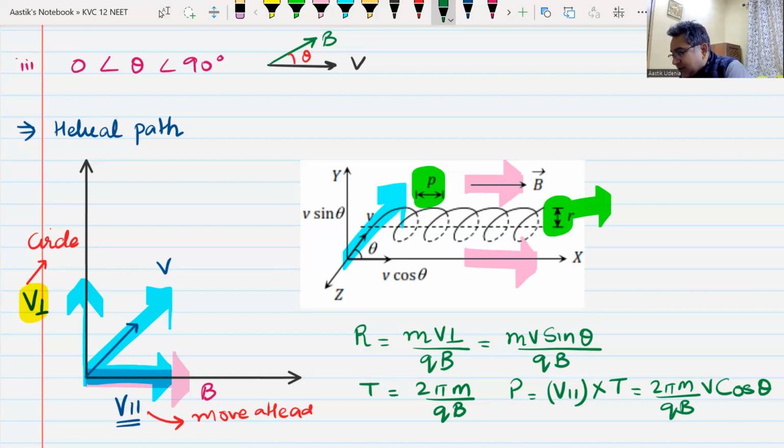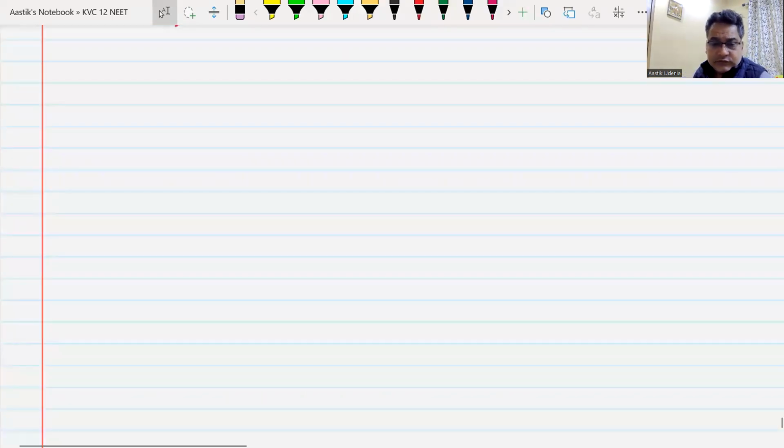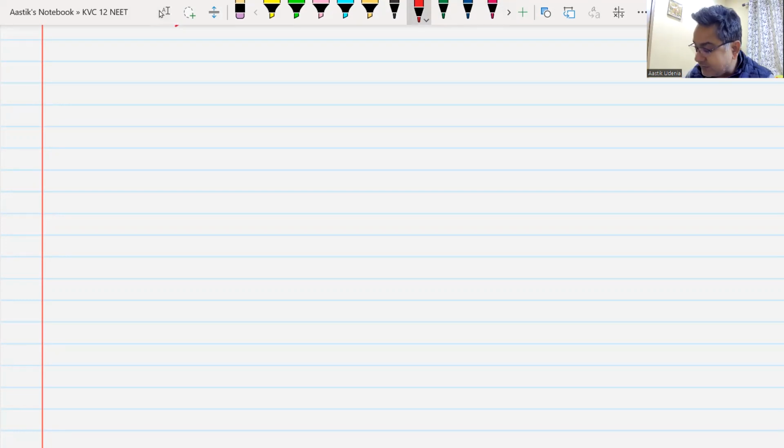I'll give you 2 minutes to note them down. Then let's move ahead and see the last thing of this, which is known as the Lorentz force.